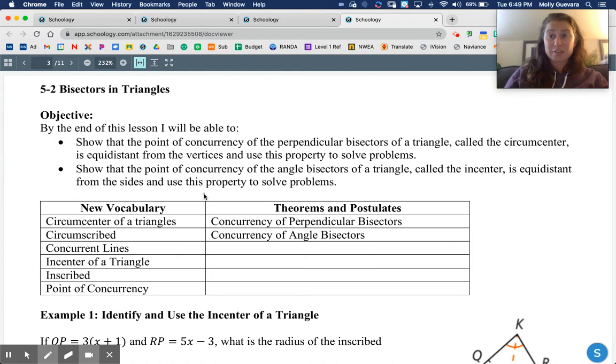So we have a lot of new vocabulary in this lesson, right? There's 6 new vocabulary words, and then 2 new theorems. Really, they're postulates, but they're under the theorems and postulates page. So we have a lot of stuff to go over before we can use these ideas to actually solve problems. So let's jump down to our terms page so that we can define this new vocabulary.